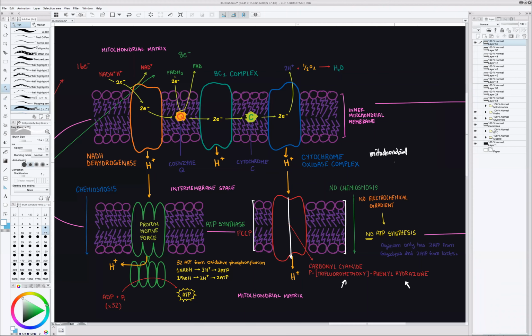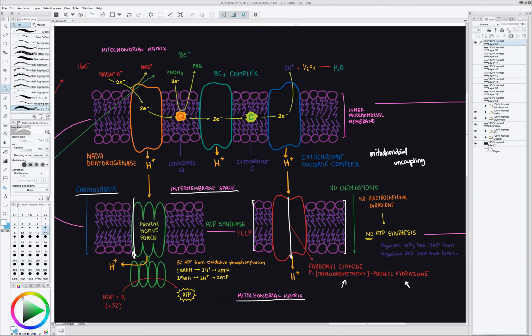Mitochondrial uncoupling is this process where it results in a dissociation between the actual formation of an electrochemical gradient, in this case between the intermembrane space and the mitochondrial matrix, and the use of that electrochemical gradient to actually produce ATP through chemiosmosis and ATP synthase.